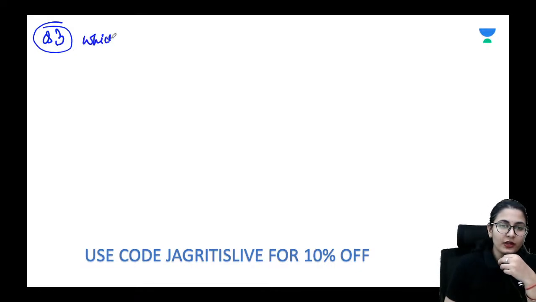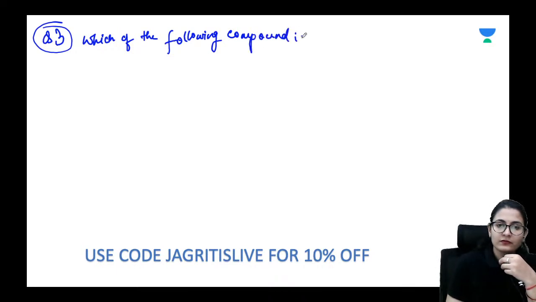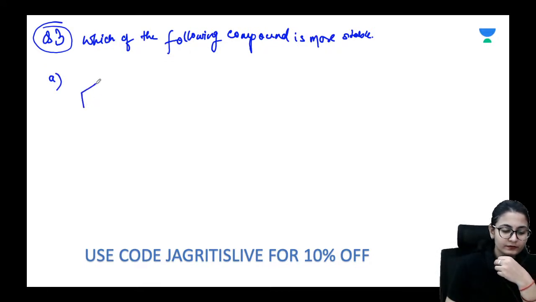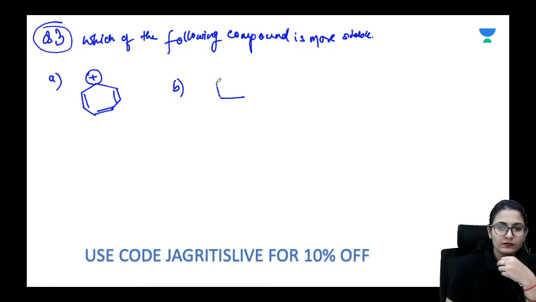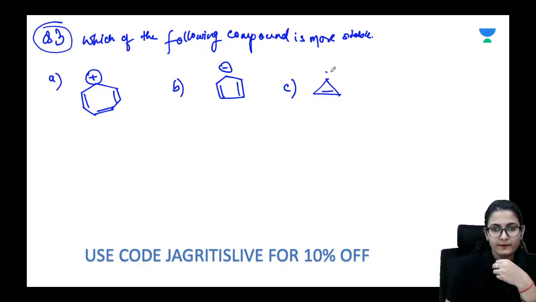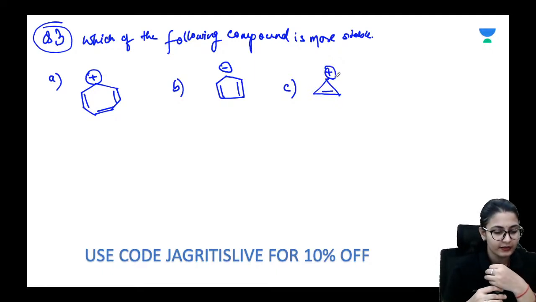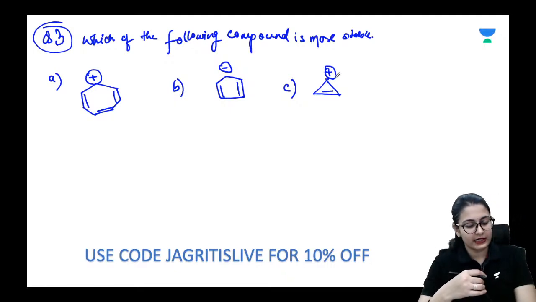Just a simple question. Which of the following compounds is more stable? Let's say you have this species and this species. So which of them is going to be more stable?